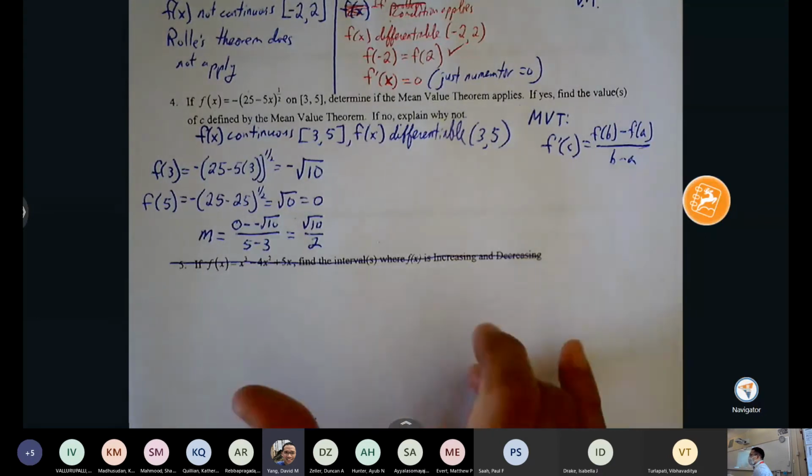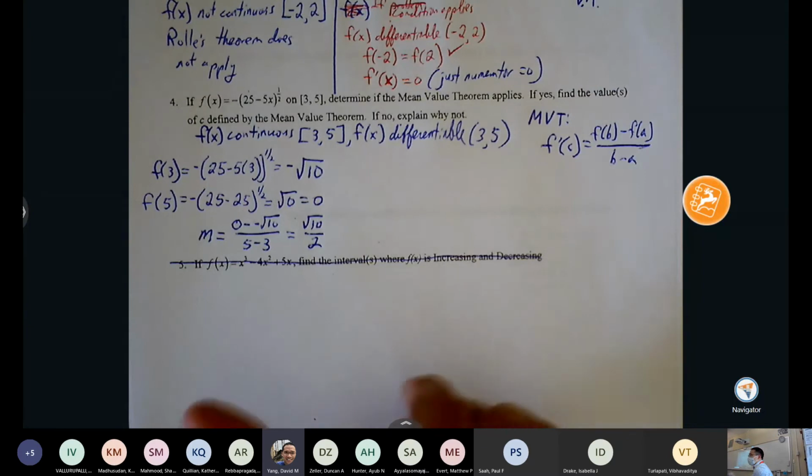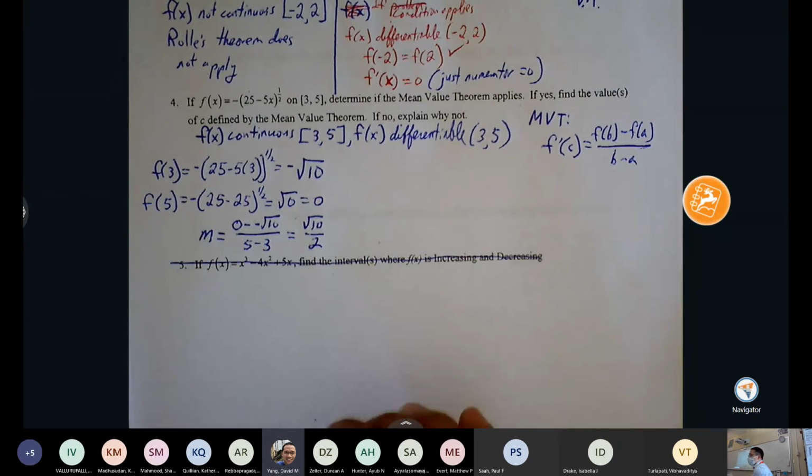And then Friday, for any of those who want to do recovery for their related rates test, the directions are on Teams. Assignment is due on Wednesday, but the test is on Friday.